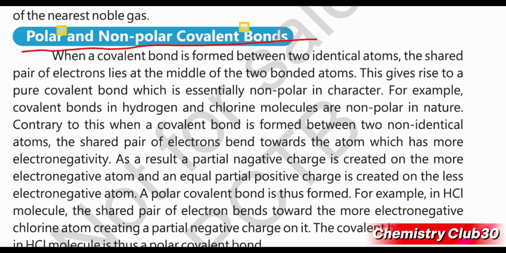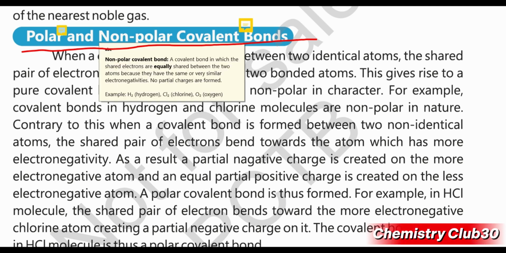These two types are of covalent bonds: polar covalent bonds and non-polar covalent bonds. First of all, let's see what this is.